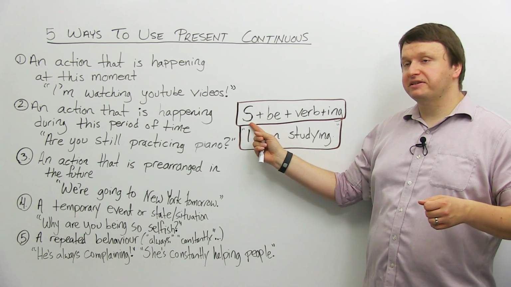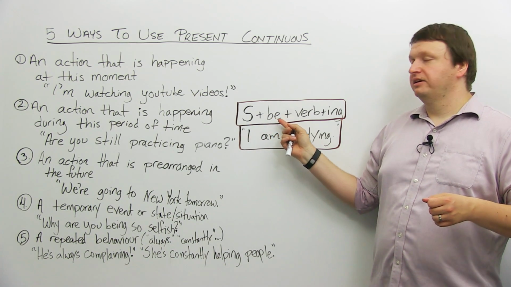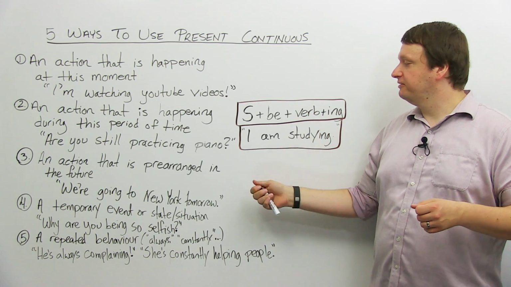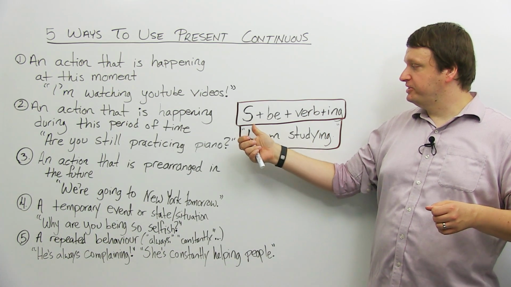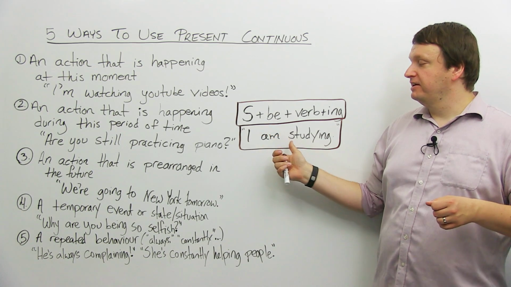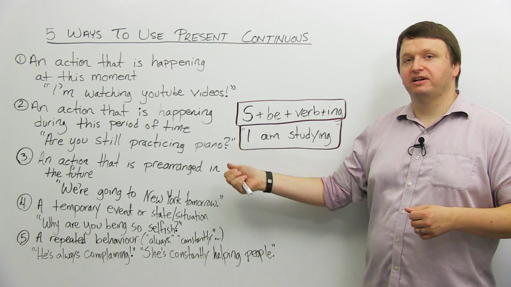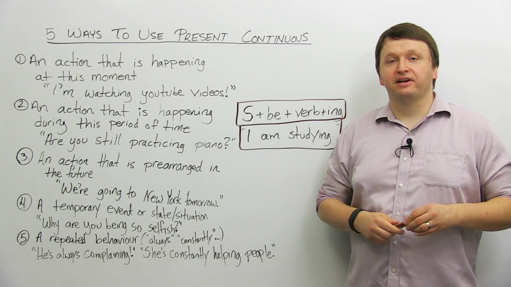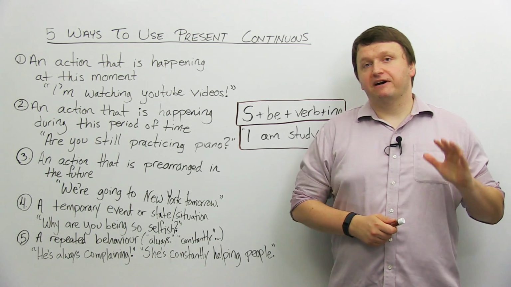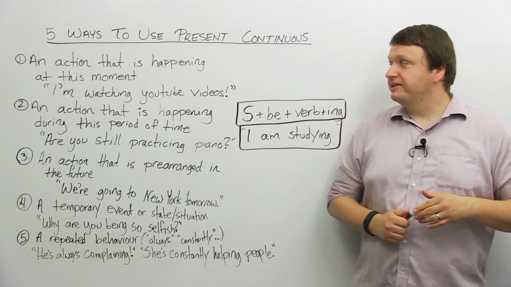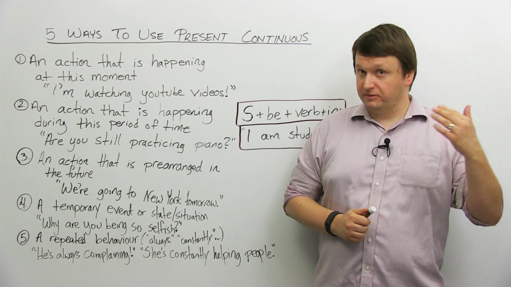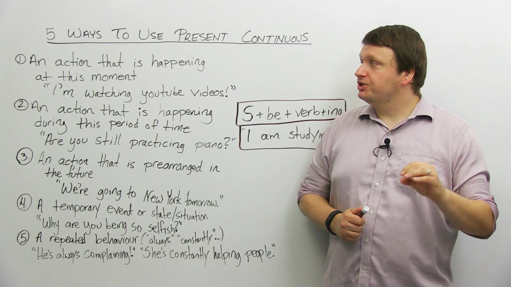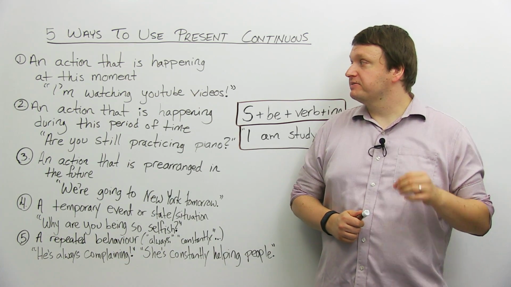You have a subject, the verb to be, and a verb plus ing. For example, I, subject, am, verb to be, studying, verb ing. I am studying is a present continuous sentence. Now, let's look at the 5 ways that we can use this tense. Number 1, the most basic one, an action that is happening at this moment.